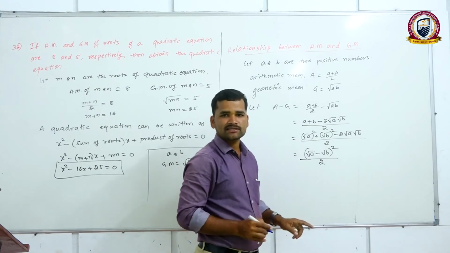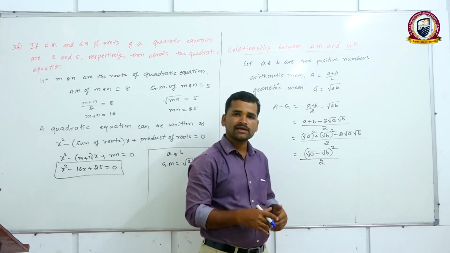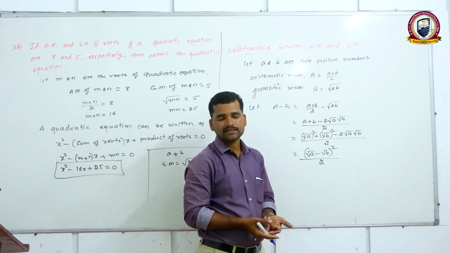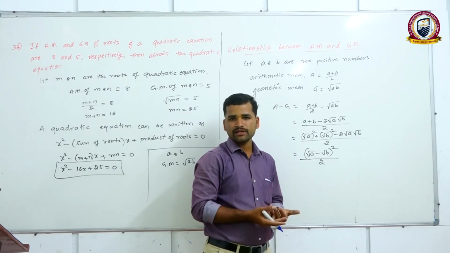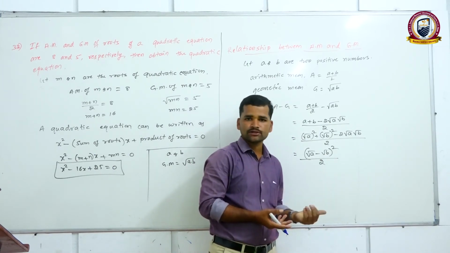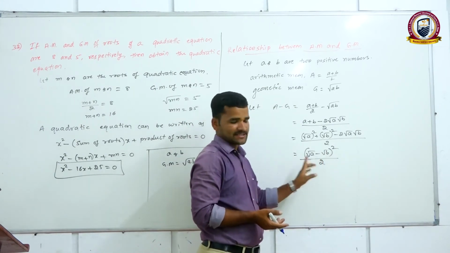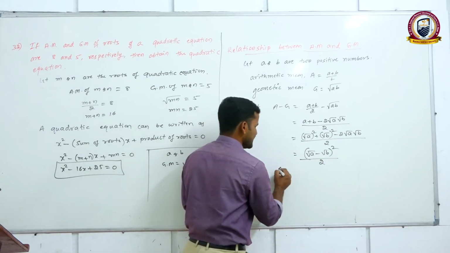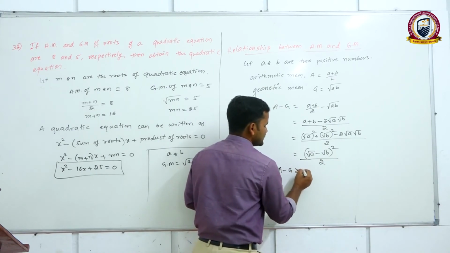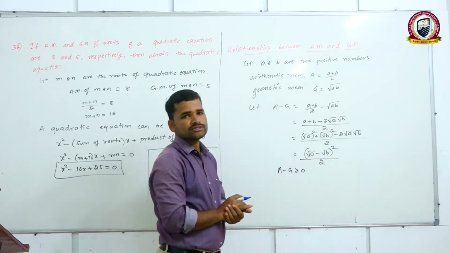See, square is there. Square of a negative number is always positive only. If we are getting positive values here, or we may get 0 also. Negative value is not at all possible because square is there. So, I can write A minus G is greater than or equal to 0.